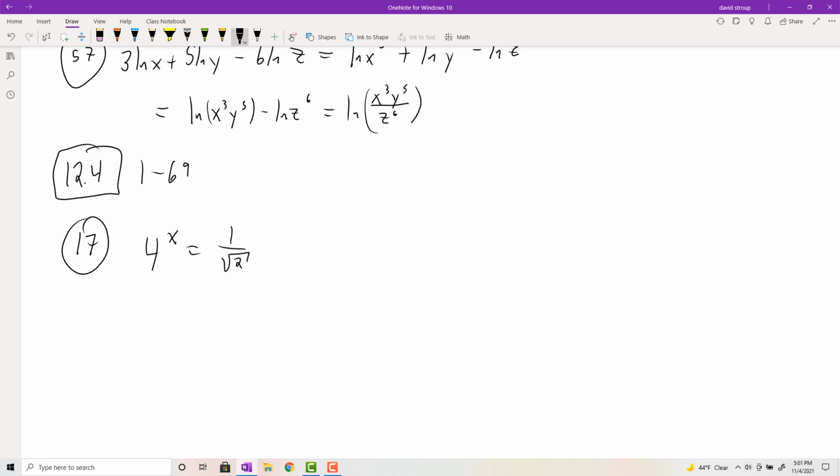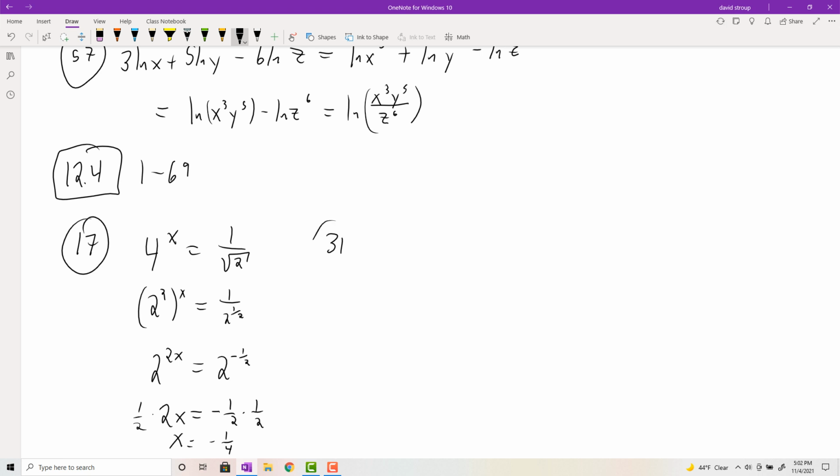Okay. So 4 is the same as 2 squared. 1 over root 2 is the same as 1 all over 2 to the 1/2. The rule for exponents is to multiply exponents when you have the parentheses like that. So you get 2 to the 2x, and on the right you can rewrite that as 2 to the negative 1/2. So you get the same base on both sides, so you just equate the exponents. 2x equals negative 1/2. Then multiply both sides by 1/2 to isolate x. So you get x is negative 1/4.